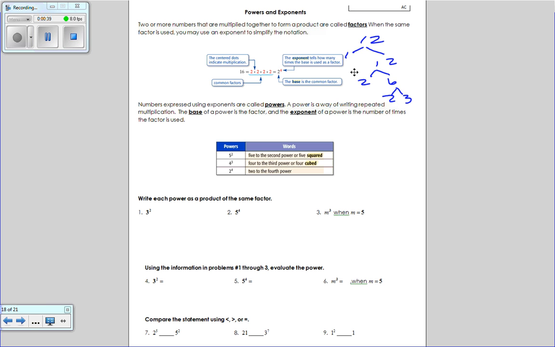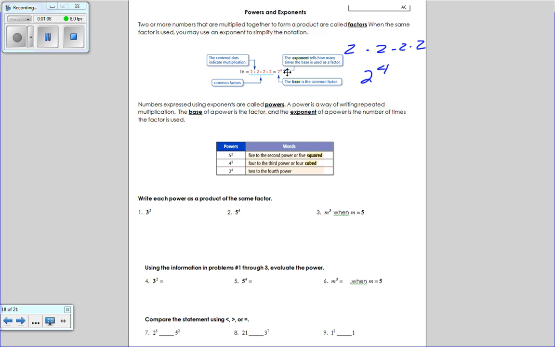Now, if all these numbers that we use to factor were the same, for example, in the number 16, we can take 2 times 2 times 2 times 2 to get 16. If all of our factors are the same number, we can call this 2 to the power of 4 because we've multiplied 2 4 times. And this 4 here is called an exponent.